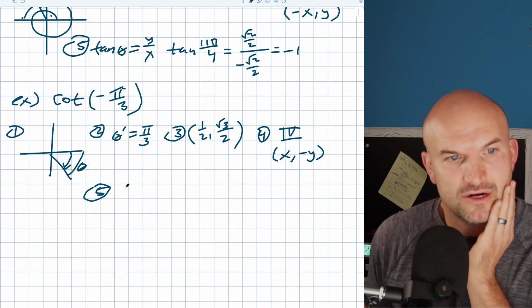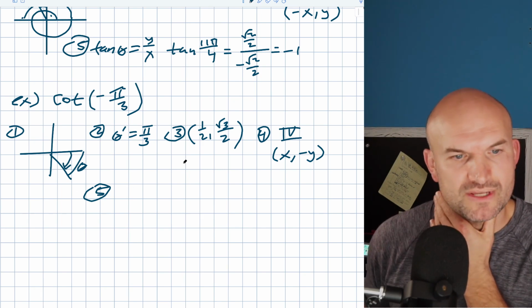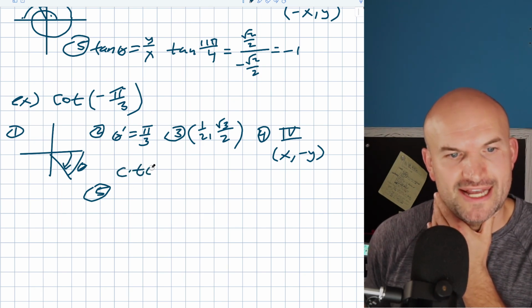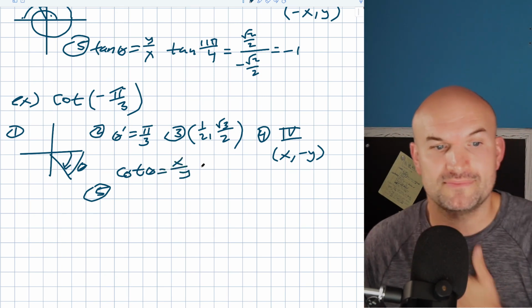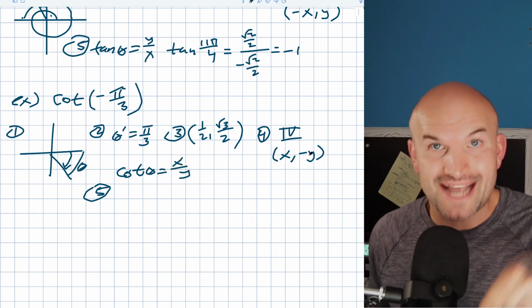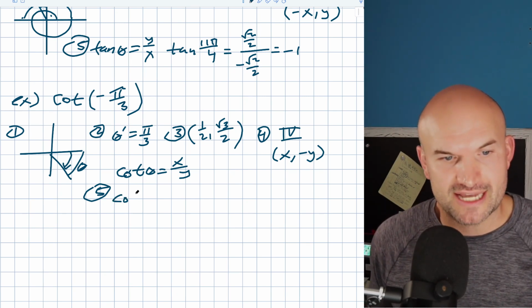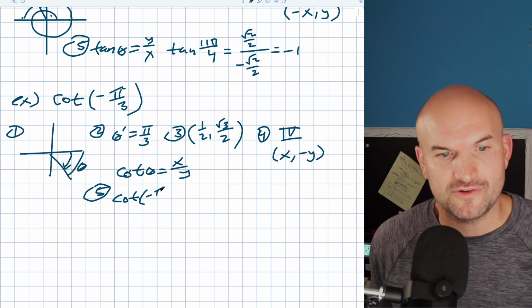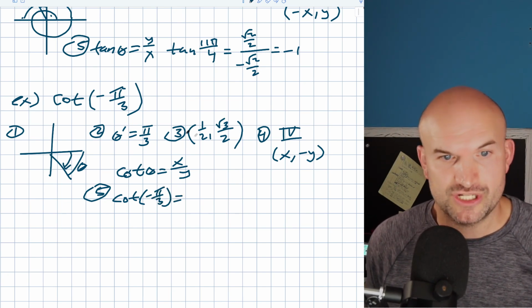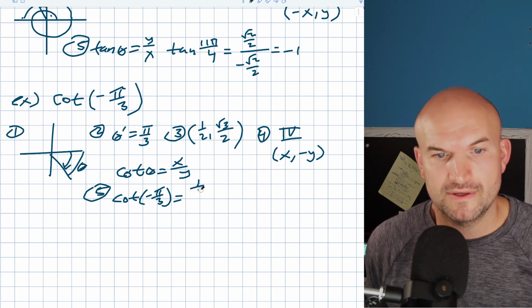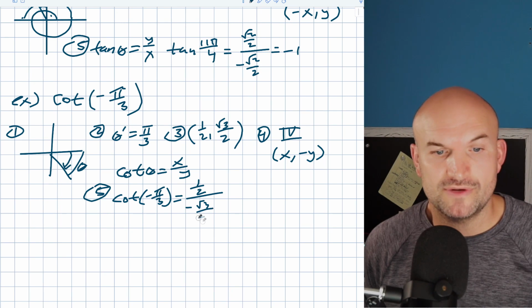So to evaluate, remember that the cotangent of any angle is equal to my x over my y. Now notice in this example though, my y is negative, because this point is in the fourth quadrant. So what I have here is the cotangent of negative pi over 3 is equal to x, which is my 1/2, divided by a negative square root of 3 over 2.